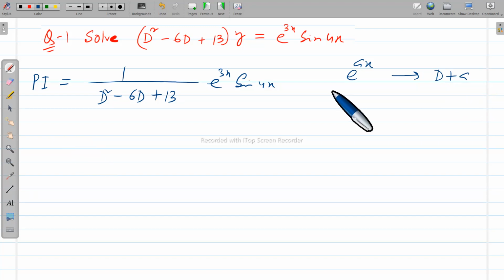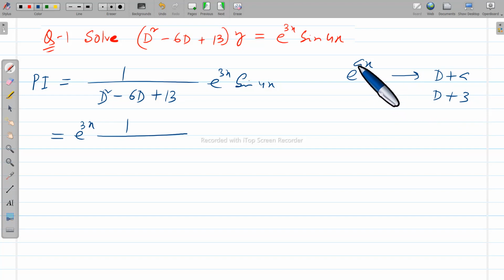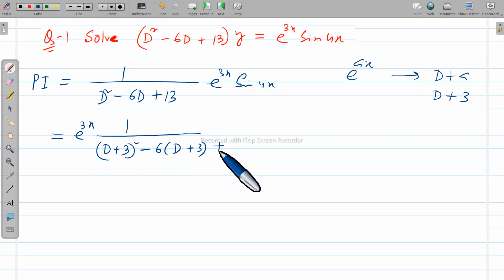Now how to use it? E to the power 3x should be on the left side of it. Now you replace all D by D plus 3. Why is it 3? Because a is equal to 3. So now you write down 1 by (D plus 3) whole square minus 6 (D plus 3) plus 13 of sine 4x. Is it clear to all of you? Please check.